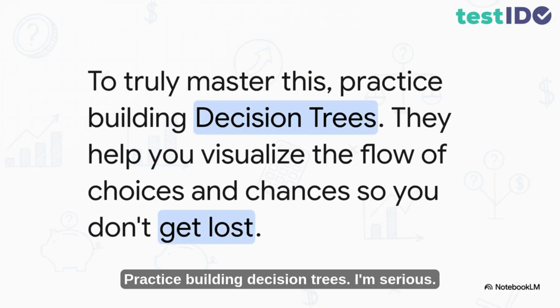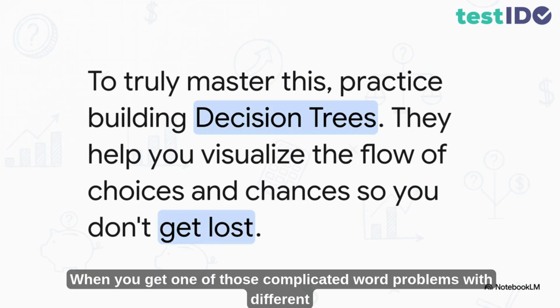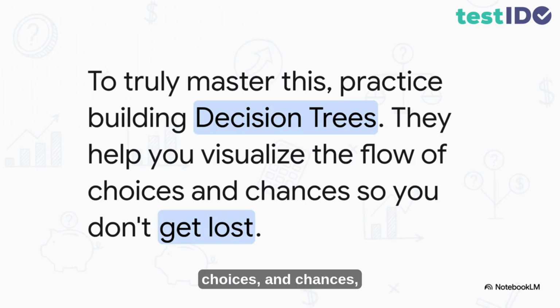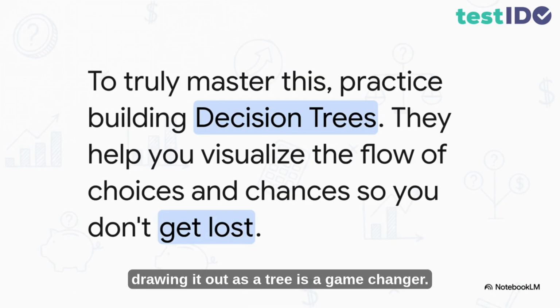Practice building decision trees. I'm serious. When you get one of those complicated word problems with different choices and chances, drawing it out as a tree is a game changer. It takes a wall of text and turns it into a simple visual roadmap. It helps you see every path so you don't get lost in the numbers. Trust me on this one.